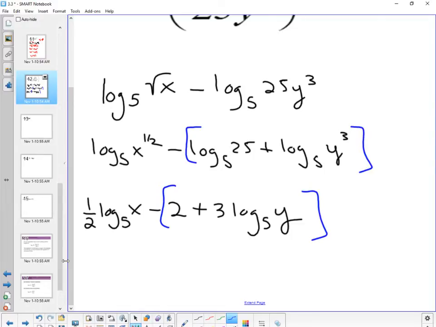Where'd you get the 2 from? From right here. And how'd you figure that out? Well, this is saying, what is the exponent on 5 that gives me 25? Oh, 2. That's where the 2 came from.